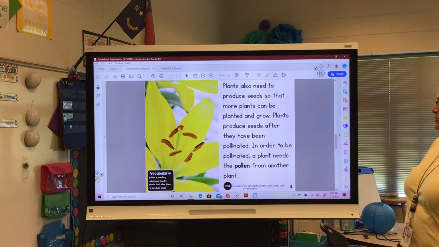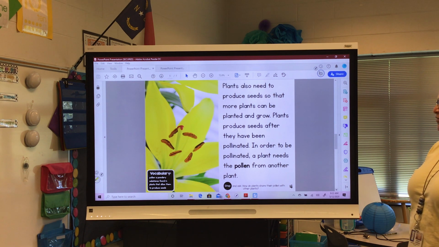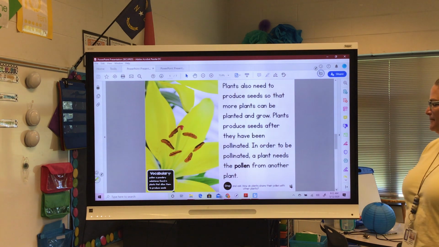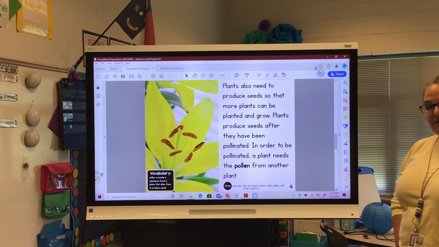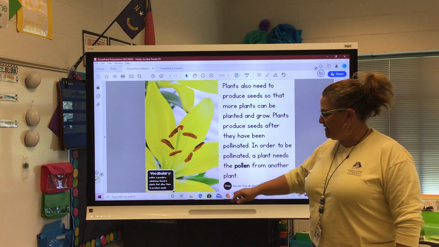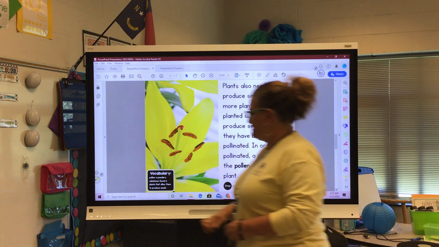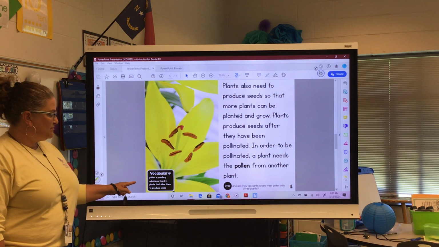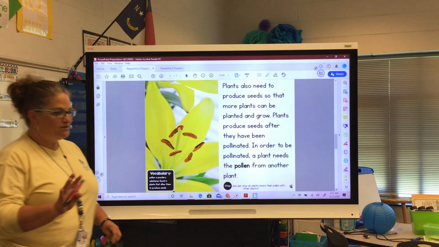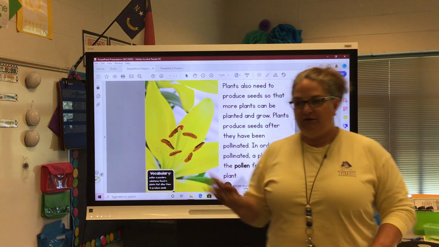Plants also need to produce seeds so that more plants can be planted and grow. Plants produce seeds after they have been pollinated. In order to be pollinated, a plant needs the pollen from another plant. Now, I think we all know what pollen is, but let's talk about the definition. Pollen is a powdery substance found in plants that allows them to produce seeds. Now, we'll talk a little bit more about pollen in our next lessons.